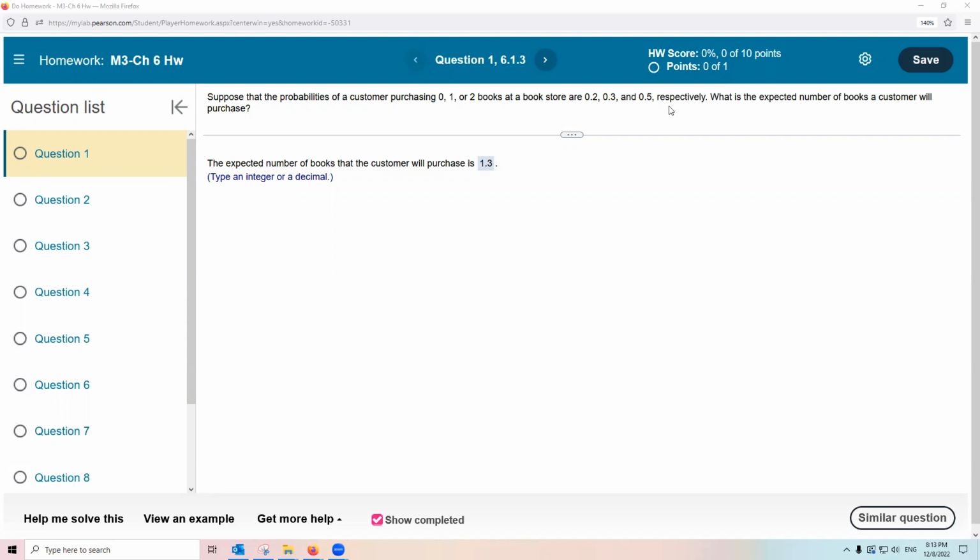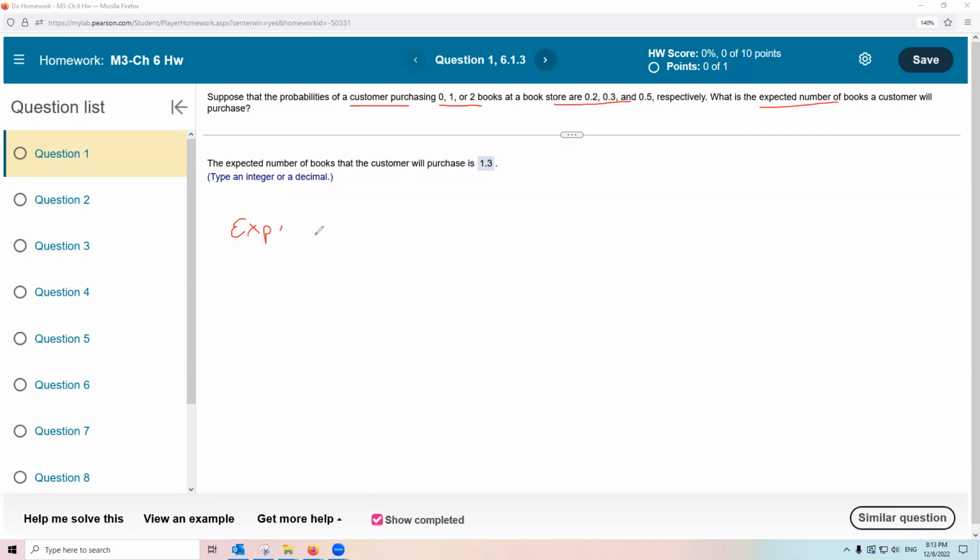This is Chapter 6. I also posted a video on Chapter 5, so this is a second video on Chapter 6. This has to do with discrete distributions. So let's take a look at this first one. It says, suppose the probability of a customer purchasing 0, 1, or 2 books is 0.2, 0.3, and 0.5 respectively. What's the expected number of books?